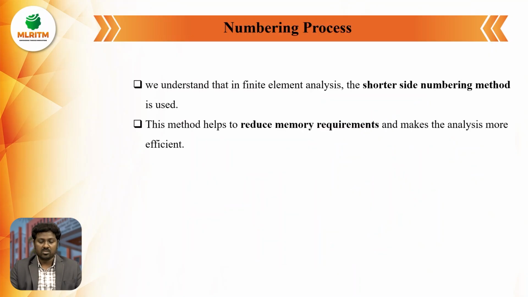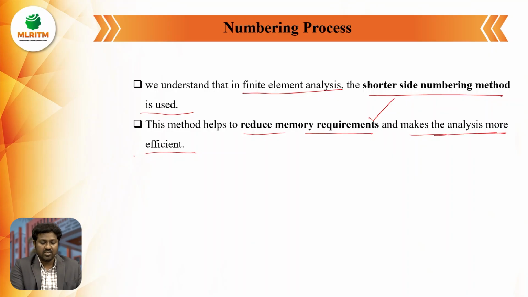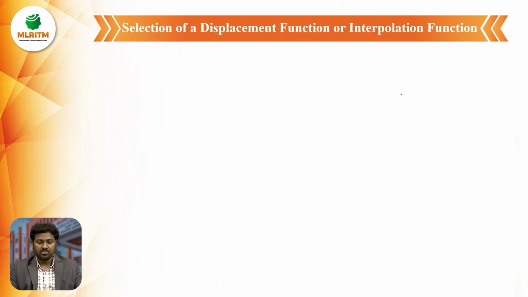Next, which numbering process can we mostly use for solving problems? The shorter numbering method is the one more used for finite element method analysis, because it reduces the memory requirement and makes the analysis more efficient. So we can use the shorter numbering process in engineering problems.